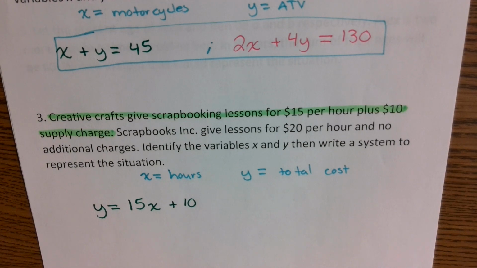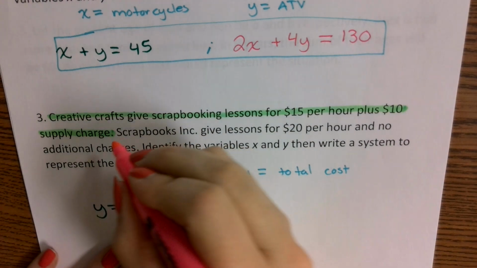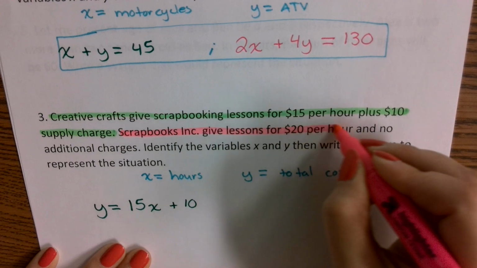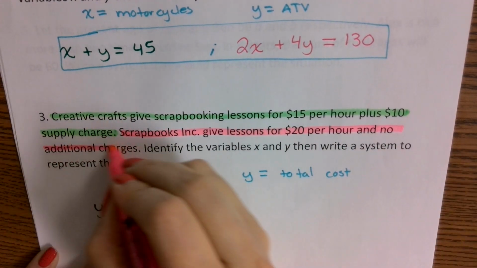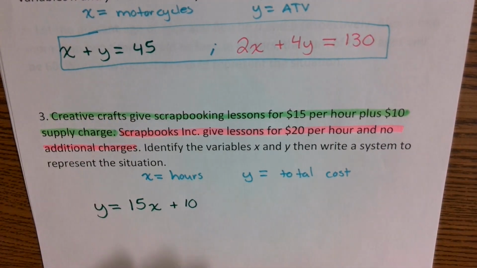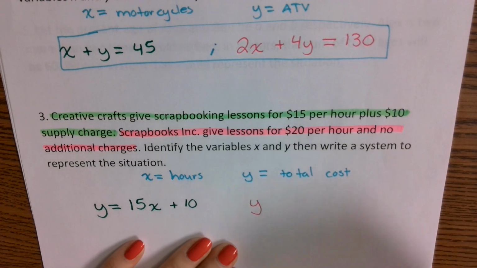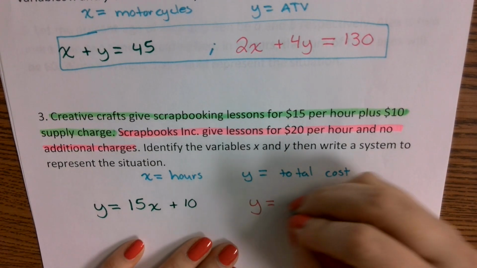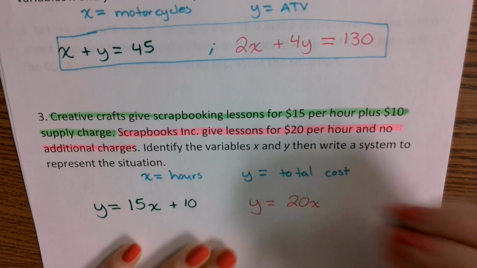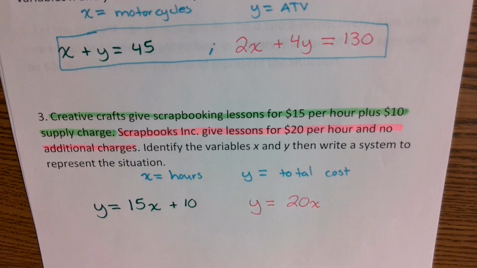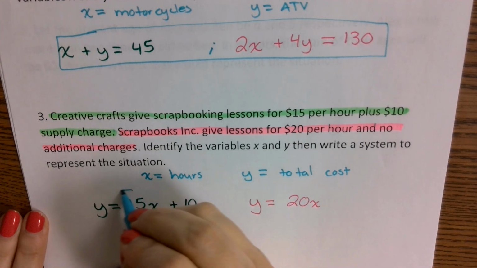Now, when I do this for Scrapbooks Incorporated, they're giving lessons for $20 an hour and no additional charges on top of that. So their total cost, y, is going to be 20 times x, and then that's it. They have no additional charge, so I'm not adding anything. If you put that you're adding 0, that's fine, but it's unnecessary. And there's my system.